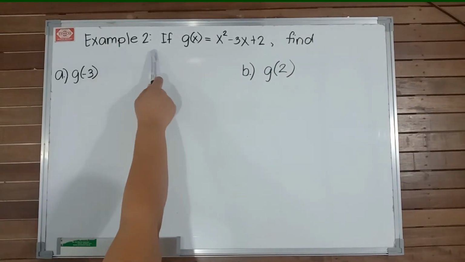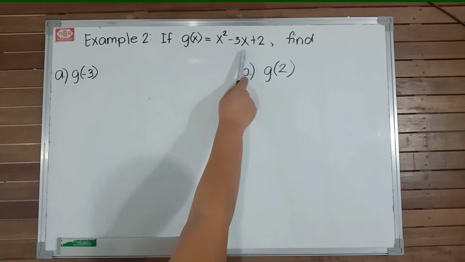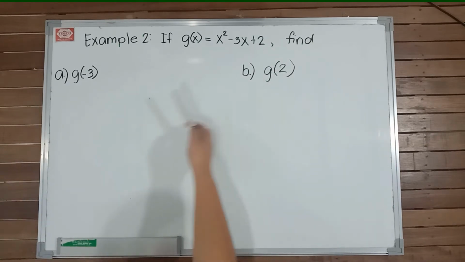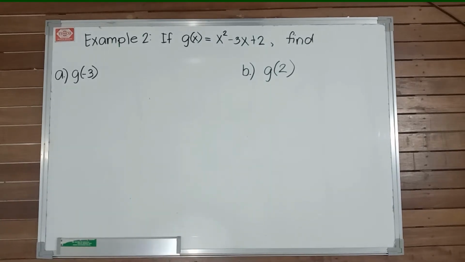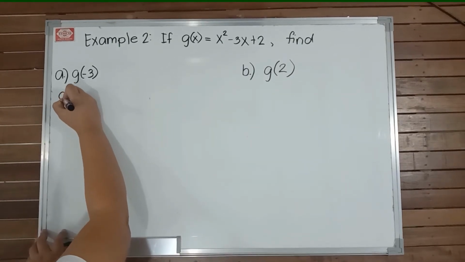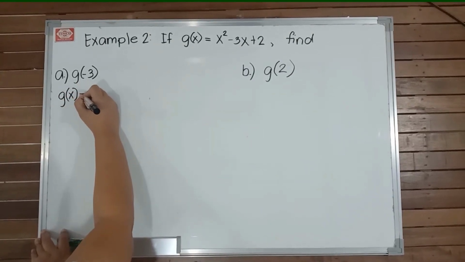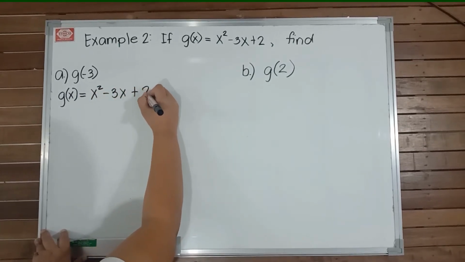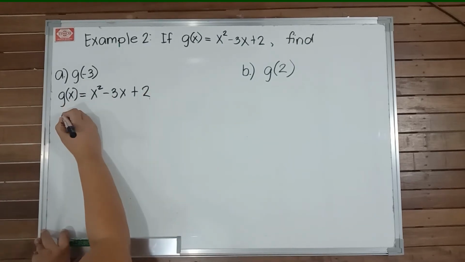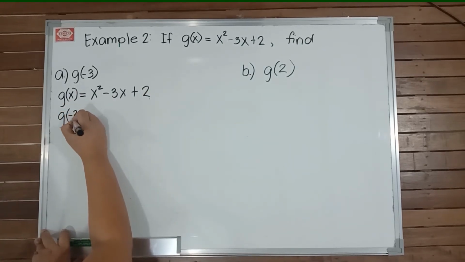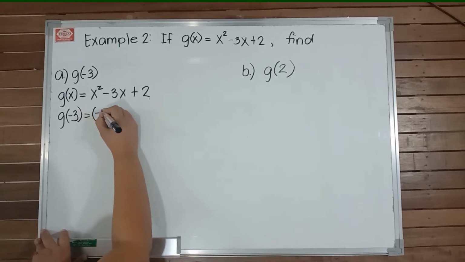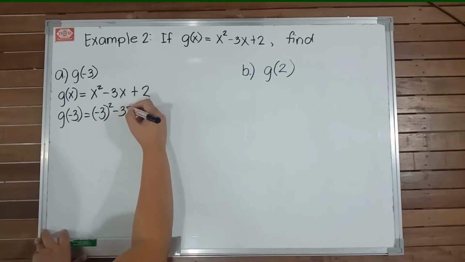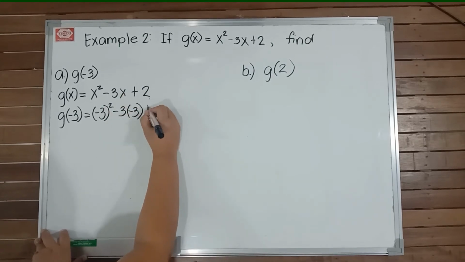And so this is our solution for example 2. Our function is g of x is equal to x squared minus 3x plus 2. So our first is g of negative 3 and the second is g of positive 2. So let's just rewrite the function. g of x is equal to x squared minus 3x plus 2. So in place of x, we will write negative 3. g of negative 3 equals negative 3 squared minus 3 times negative 3 plus 2.